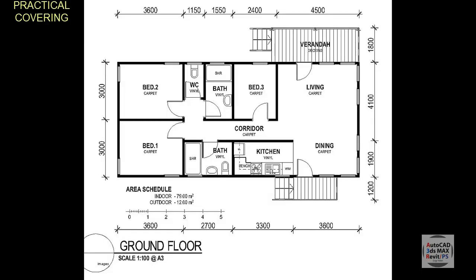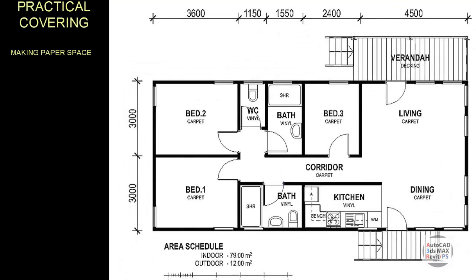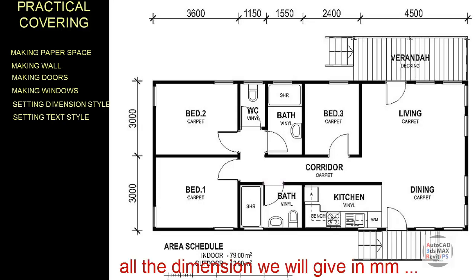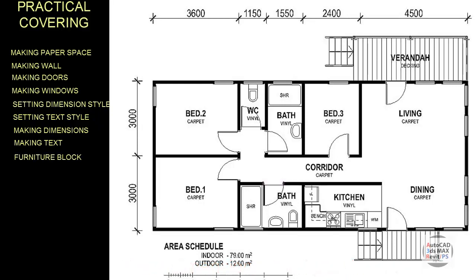In this class we'll be learning how to draw a simple floor plan, and we'll be covering making a paper space, making walls, making doors, making windows, setting the dimension style, setting the text styles, putting up the dimensions, and writing the text. Also we'll be learning how to put the furniture blocks. So let us start. The first step will be how to make the paper space.